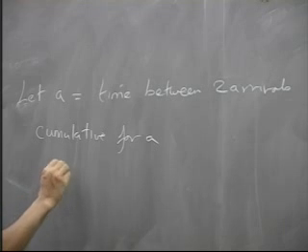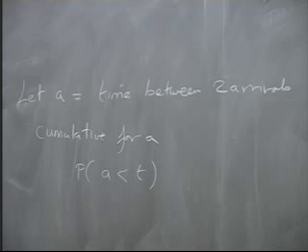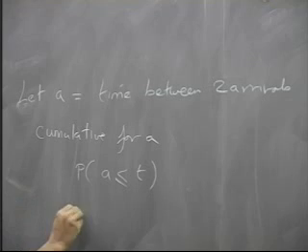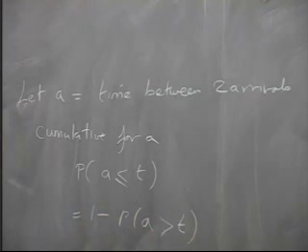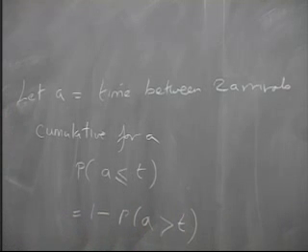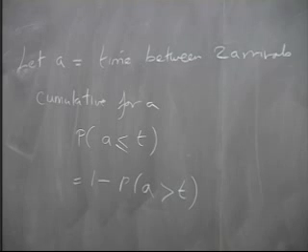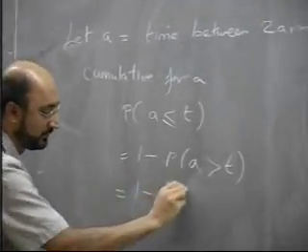Let's find the cumulative for A, which basically is the probability that A is less than or equal to some value t, which is nothing more than 1 minus P(A greater than t). Now, what are we saying with P(A greater than t)? We're saying that the interarrival time is greater than some value t. But this is exactly saying that there have been zero arrivals in time t, which is nothing more than 1 minus P0(t).